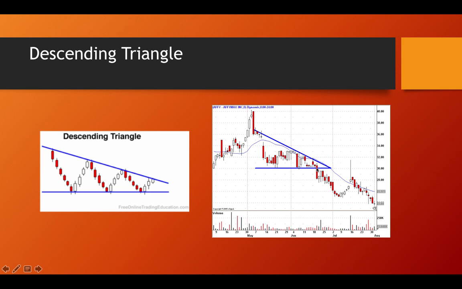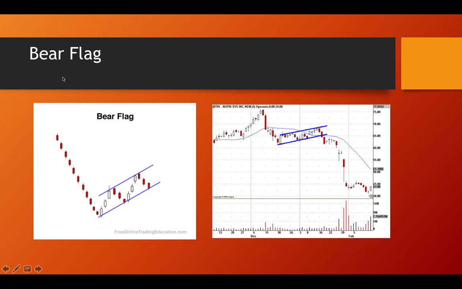And you can capitalize on it if you are doing short sales, which I will talk about again later on. All right. Bear flag, same type of deal.